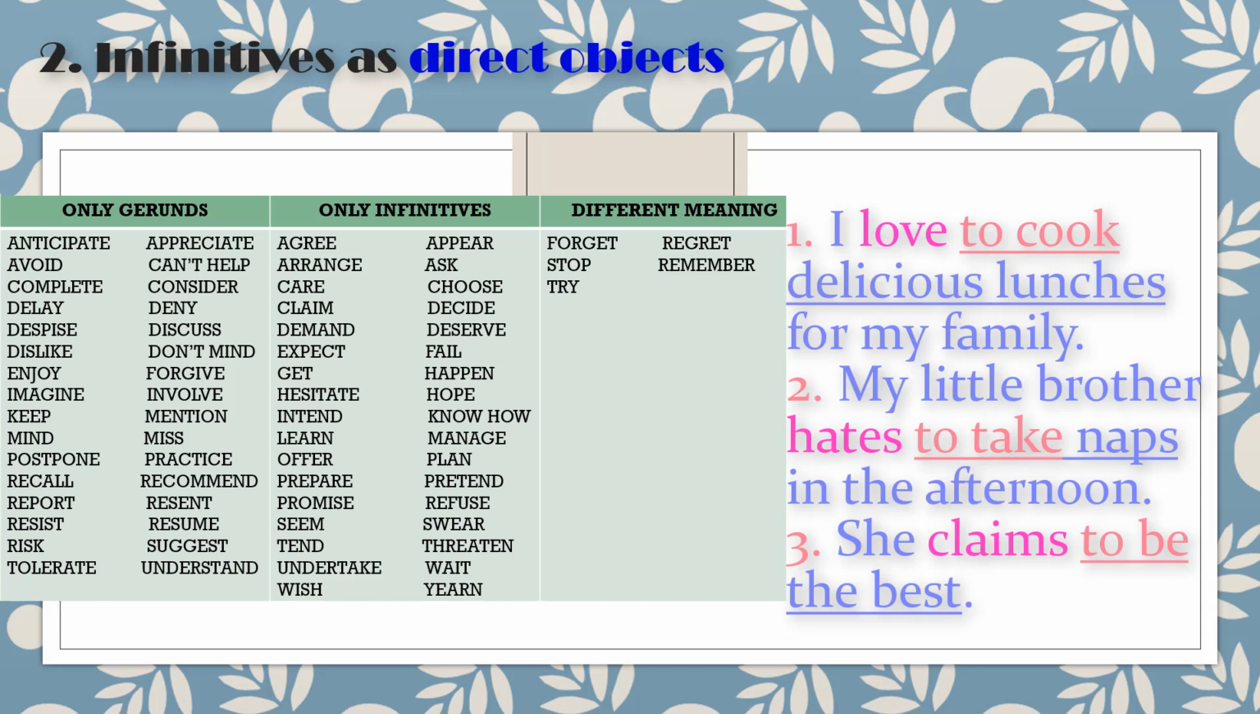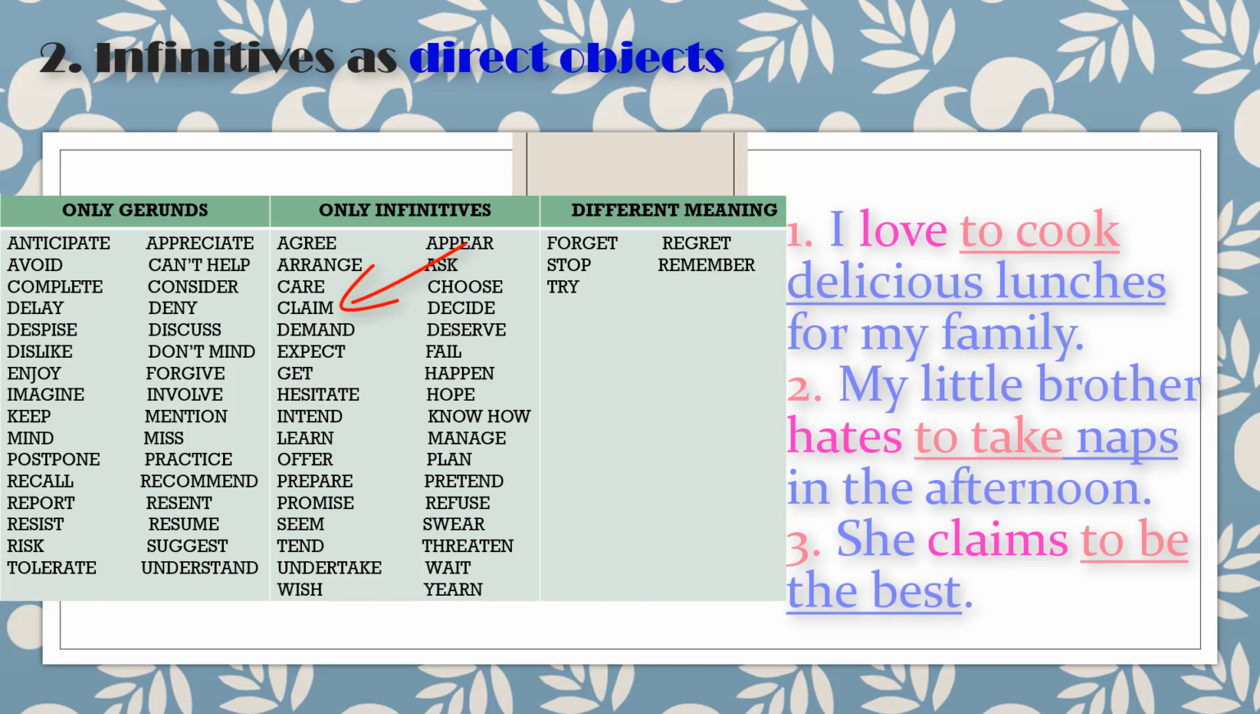And for example number 3, I did choose a special verb. It is claim. Claim is in the list, and it says only infinitive, so the example would be like, she claims to be the best. And we can't use a gerund here. We can't say she claims being the best, just to be, because it is on the list.